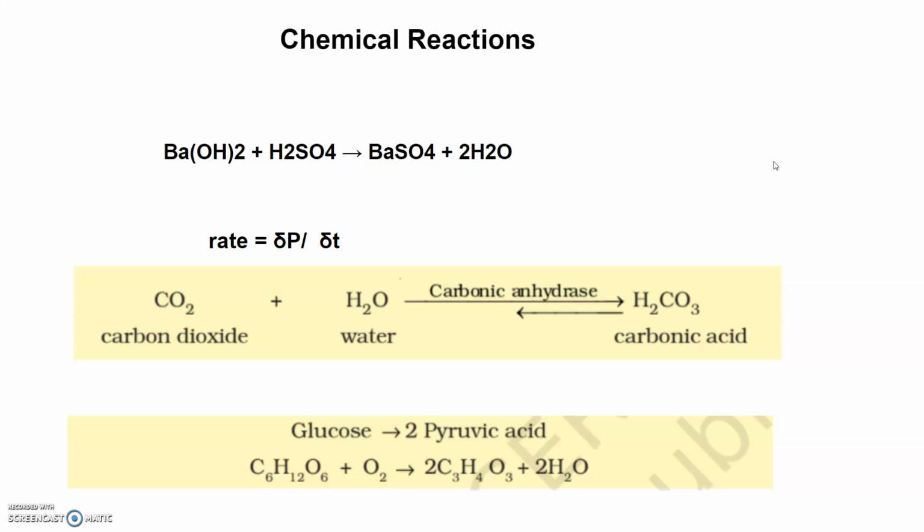But when bonds are broken and new bonds are formed through transformations, then that is called a chemical reaction. For example, barium hydroxide reacts with sulfuric acid, and gives rise to barium sulfate and water. This is an inorganic chemical reaction. And hydrolysis of starch into glucose, that is an organic chemical reaction.